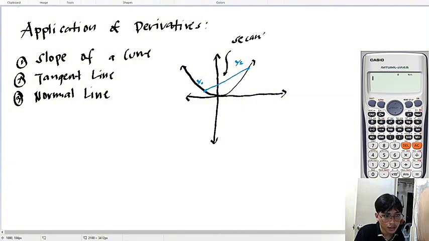Secant line. And the other one is called the tangent line, which is another slope of this curve. Let's say this is the point: exactly one point, or an instant point. So at this point, that is what we call the tangent line.